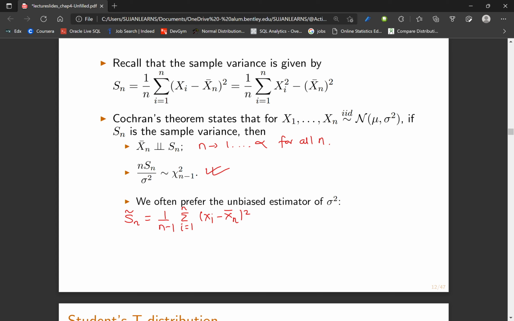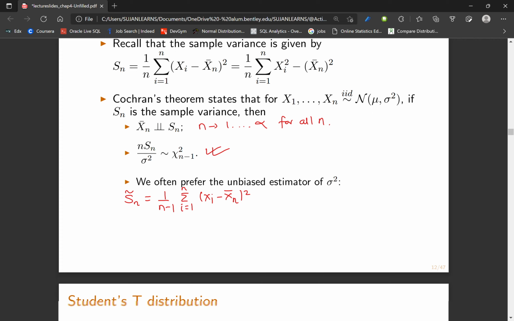It is appropriate to divide by n minus 1 because Sn has only n minus 1 degrees of freedom. Sn, scaled properly, has a chi-square distribution with n minus 1 degrees of freedom. Therefore, it is only appropriate to divide Sn by n minus 1 such that n minus 1 is negated.